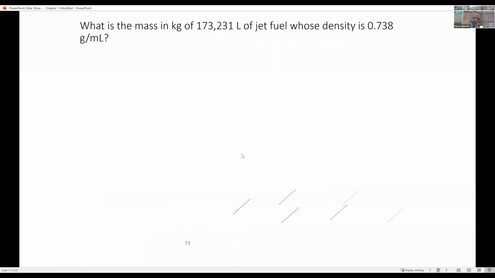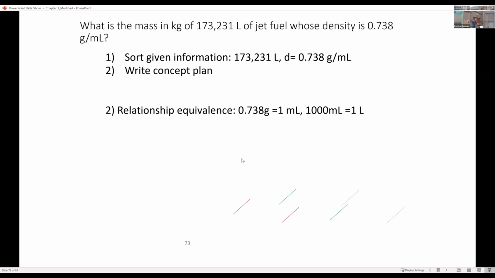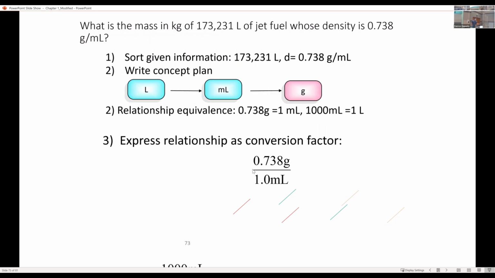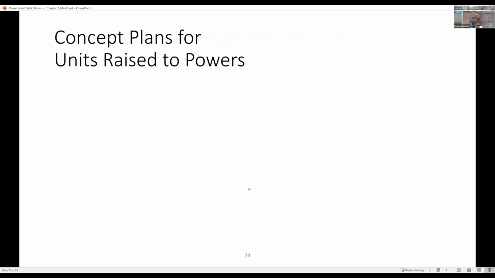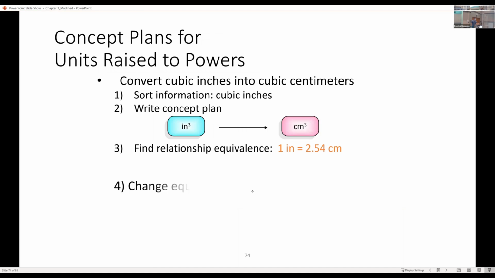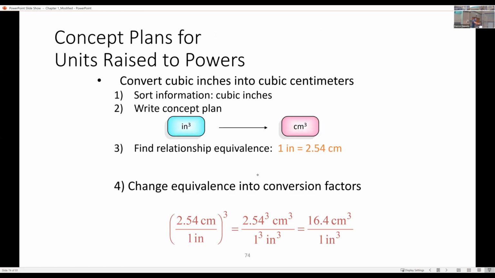Okay, so this is another example. We're not going to go crazy with the examples. I have videos on it already, not this one, but it's very similar. Units raised to a power. Oh, that's important. So let's do this one.